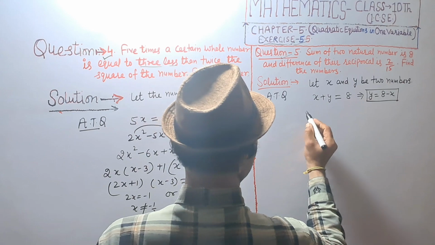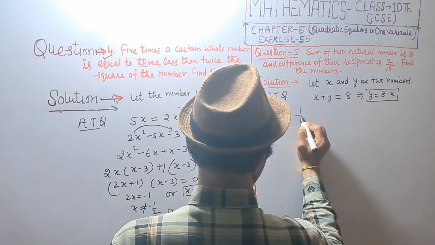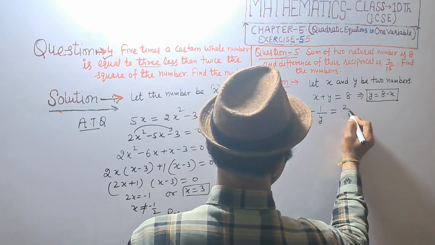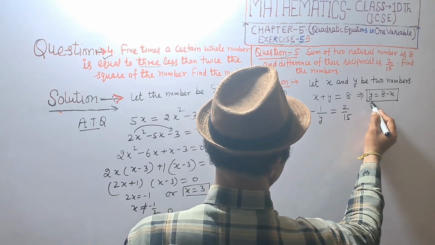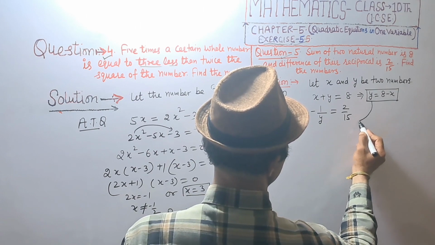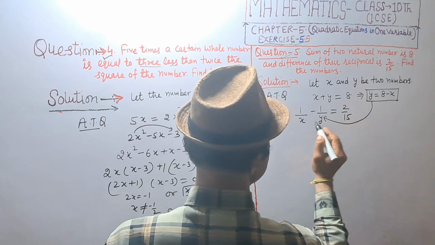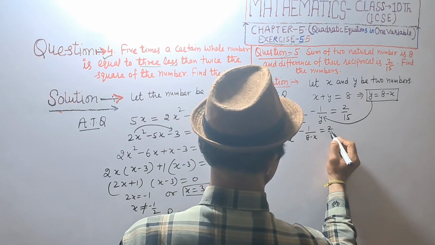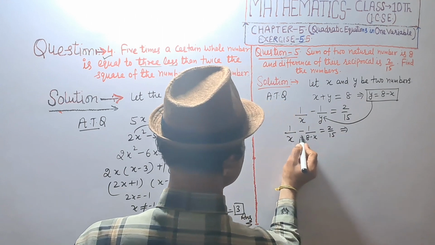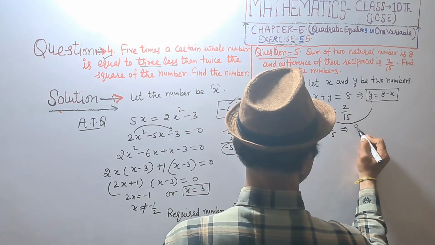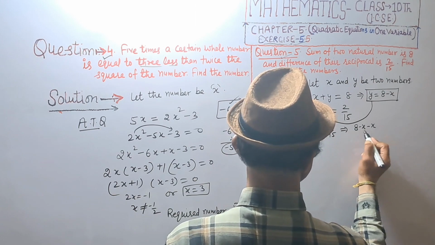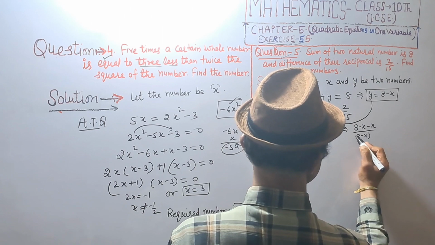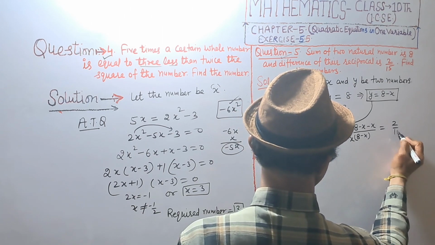And the difference of their reciprocals, 1 upon x minus 1 upon y is equal to 2 upon 15, and we are putting y equal to 8 minus x. 1 upon x minus 1 upon 8 minus x is equal to 2 upon 15, which implies the LCM is 8 minus x into x, so 8 minus x divided by 8 minus x into x is equal to 2 upon 15.